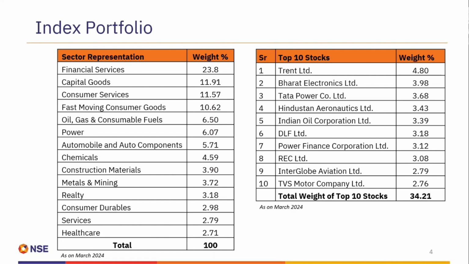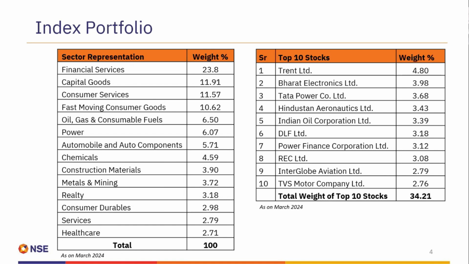Again, if you see on the right hand side of the screen, there are the top 10 stocks like Trent, BEL, Tata Power, etc. Interestingly, almost all the top 10 stocks have similar weights. So everyone is around 3 to 4%, in that range. Correct, correct. So it is almost equally distributed in terms of weights, probably one can say.